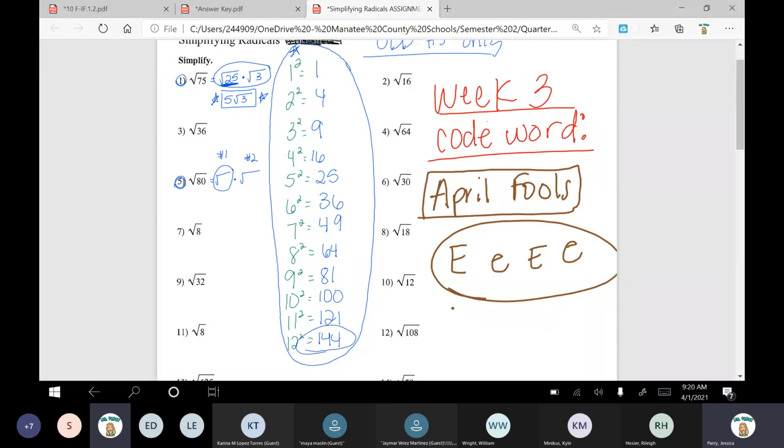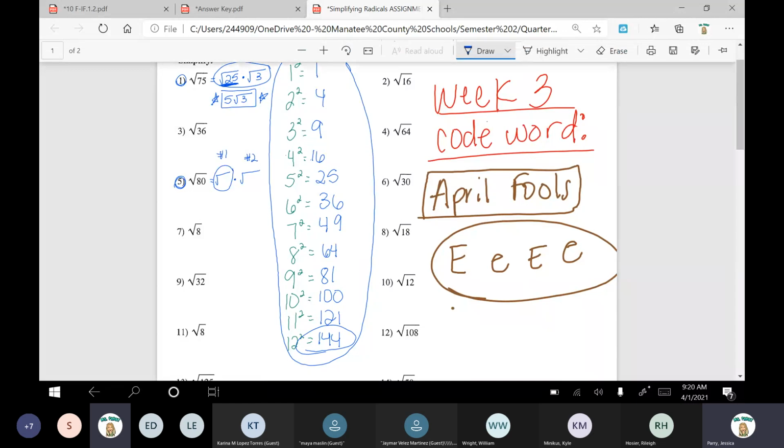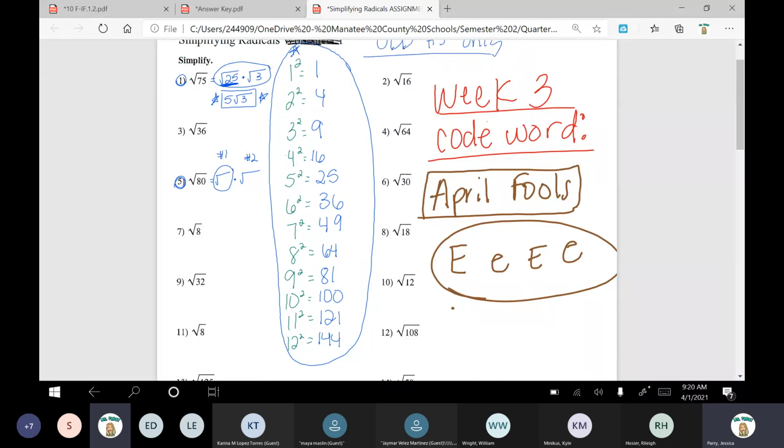So can we do 144 times something is 80? No. It's got to be a number less than 80. So let's start with 64. Could we do 64 times something is 80? No, and then you would keep on going. Could we do 49 times something is 80? Keep on going until you get a perfect square times something else is 80. So think about it, kind of like what I did with number 1. The first one's a perfect square. The second one is not a perfect square.